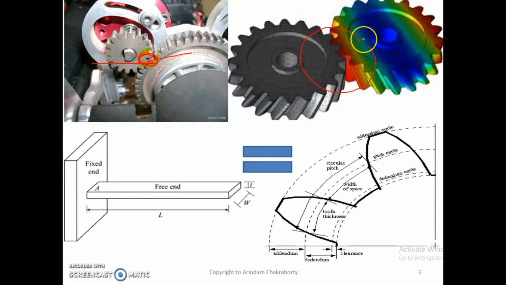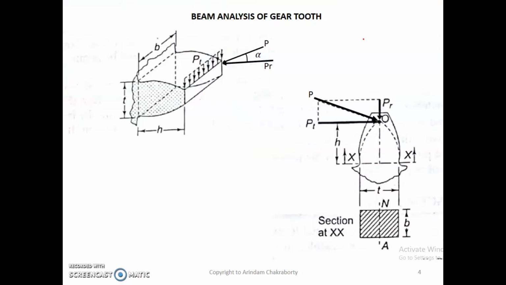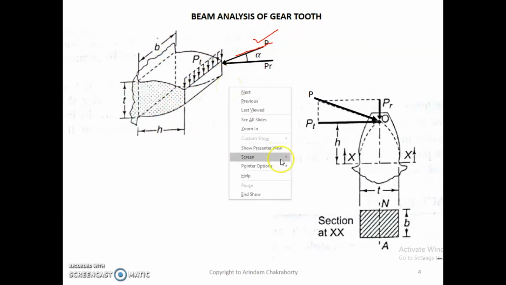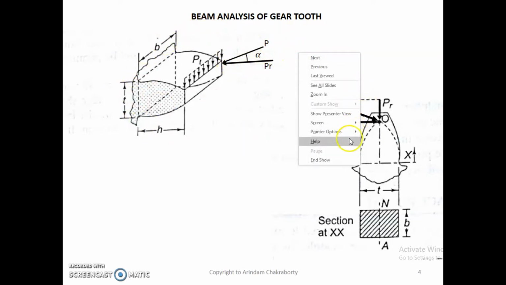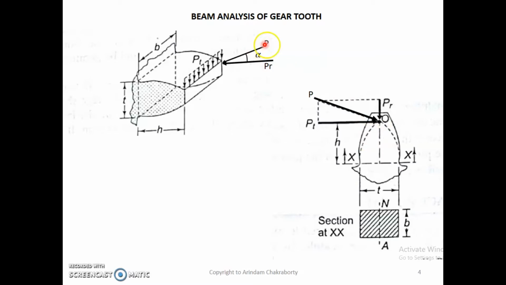Now, to mimic these things, let a force Fp be working here. This is the isometric view of the teeth. Okay, let us clean the screen. This is the isometric view of the tooth, and a force F is acting on this portion.